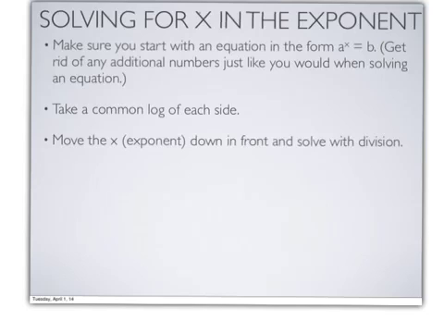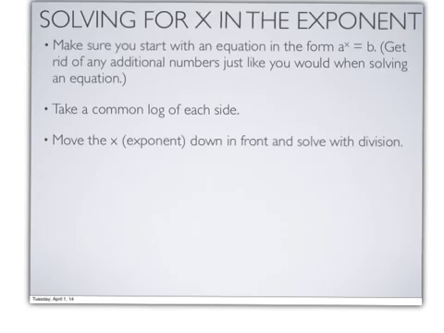Now, sometimes you'll have some other numbers floating out there, like a number that you have to add to both sides first, or divide by on both sides. You'll see some of those in a minute. But get it to the point where you just have this. Then you're going to take a common log of each side. And remember, when you take a log of a to the x, you're going to be able to pull that x down in front. And then you can divide by logs to get rid of it. So it's kind of like what we did yesterday with the change of base property.